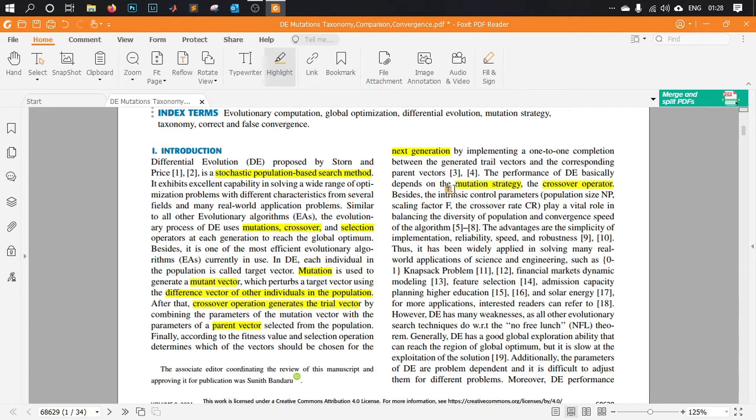So apart from these three operations, there are a few control parameters. What are the control parameters? Control parameters are the population size, which is denoted as NP. And then there is the scaling factor, which is denoted as F. And then there is the crossover rate, which is denoted as CR. So these are the three control parameters, or you can think of them as knobs which we adjust to change the DE operation.